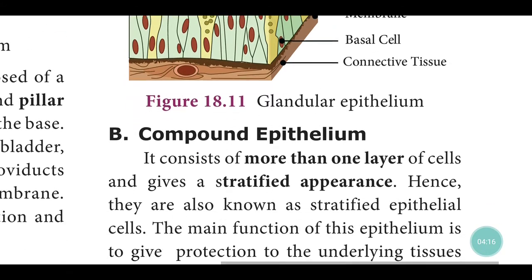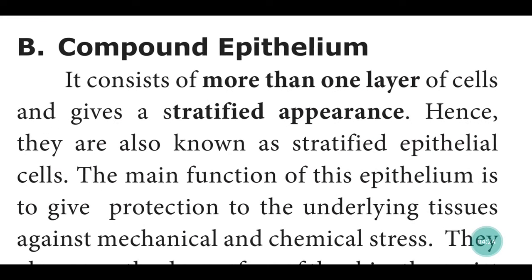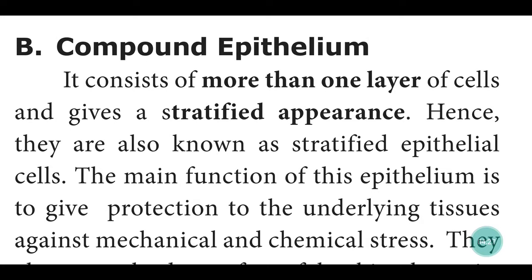Next, we are going to see about compound epithelium. So far we have seen simple epithelium. Compound epithelium consists of more than one layer of cells. Simple epithelium has a single layer; this has more than one layer and gives a stratified appearance. Several layers, stratified. Hence they are also known as stratified epithelial cells.